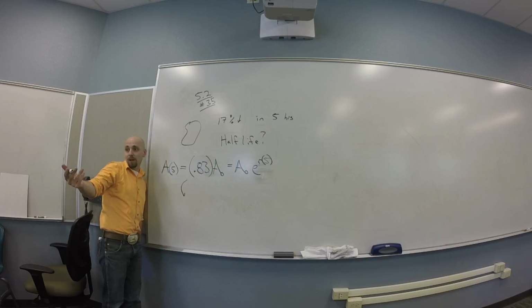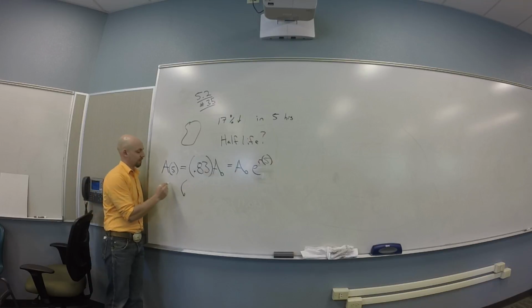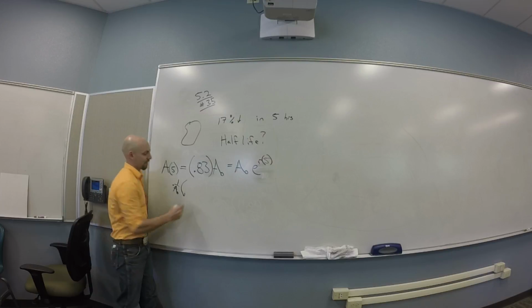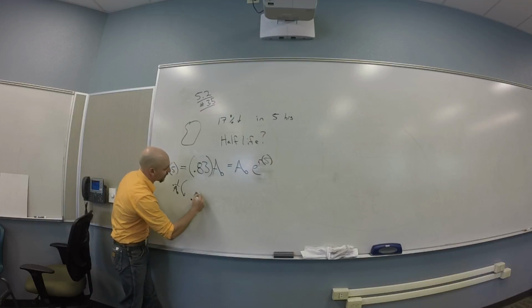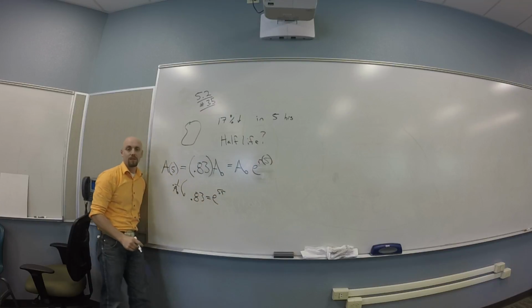The amount that it started with, right? But if you divide it over, it cancels. Thankfully, if I multiply both sides by 1 over A0, they slash out, right? At least assuming I didn't start with none of the substance. So I get 0.83 is e to the 5r. Then what?